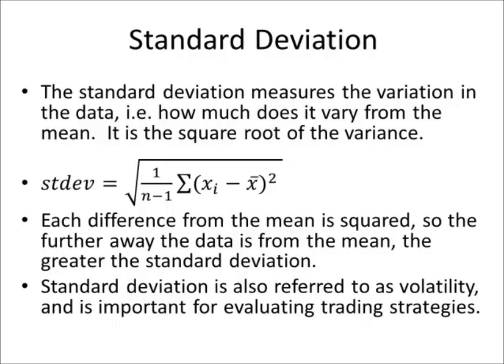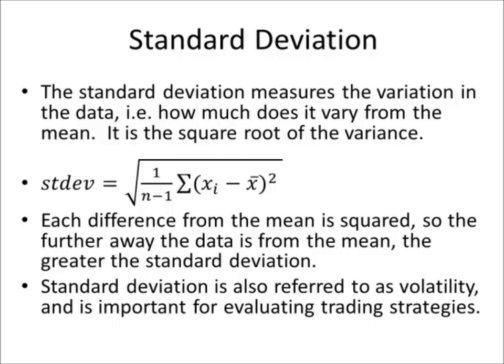So first, what is the standard deviation? The standard deviation tells you how much variation there is in the data. That is, how much does it change from the mean, right? It is also the square root of the variance. So sometimes people say the variance, and variance and standard deviation measure exactly the same thing. Standard deviation is just the square root of the variance. But essentially, the higher it is, the more volatile it is.